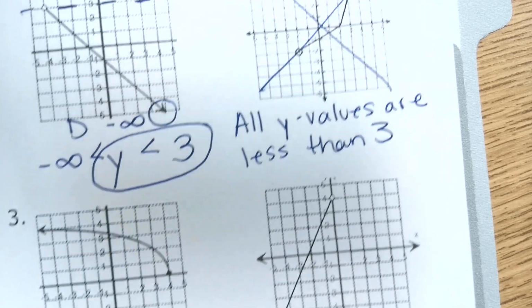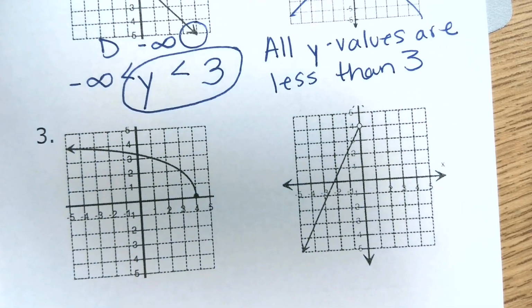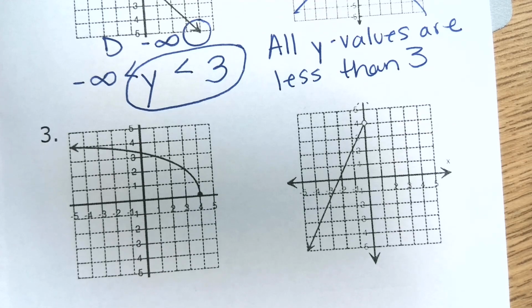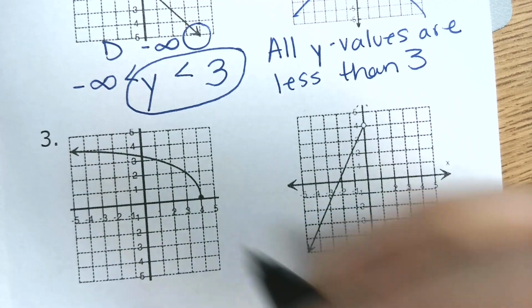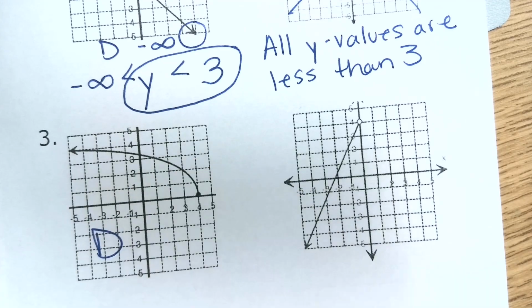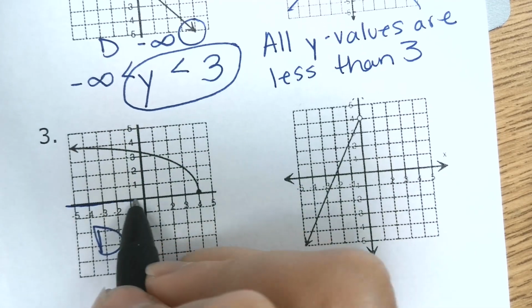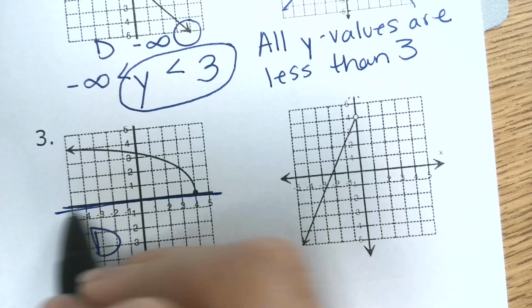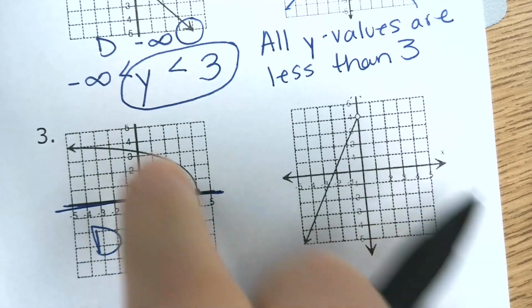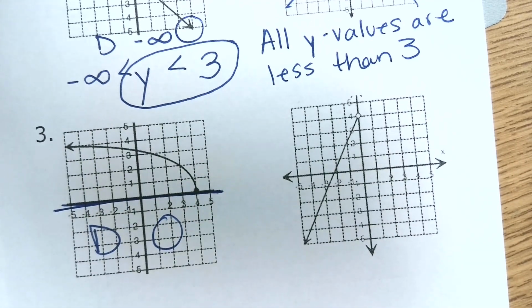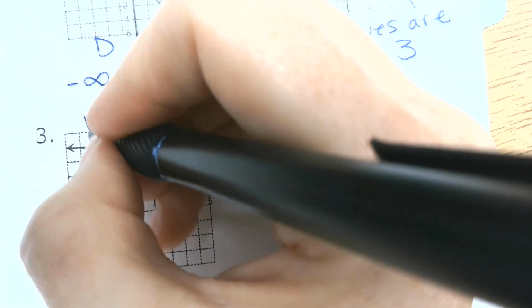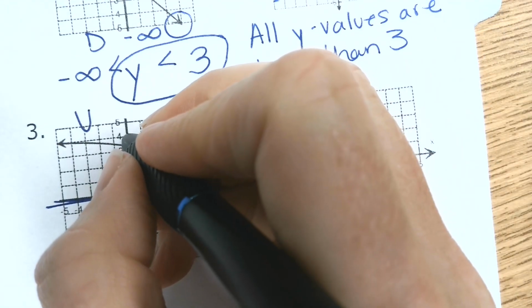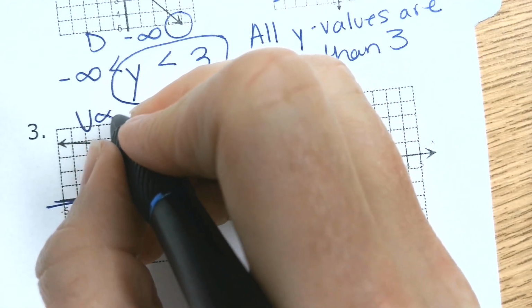Okay, let's go to number 3 now. Remember, we're doing how far down to how far up. So how far down does this one go? Yeah, this one's down to 0. You look at the number on the y-axis, so it's down to 0. Then how far up? Infinity.